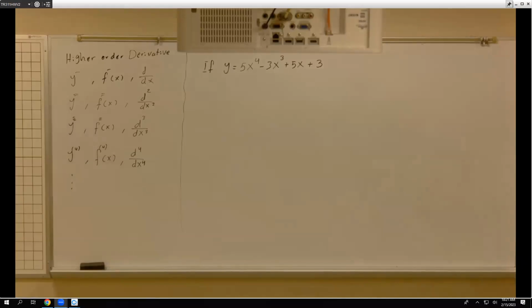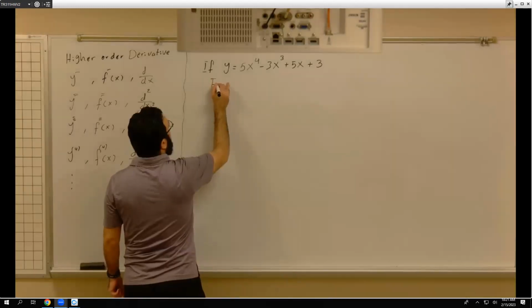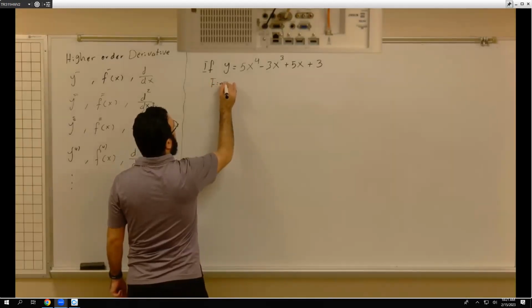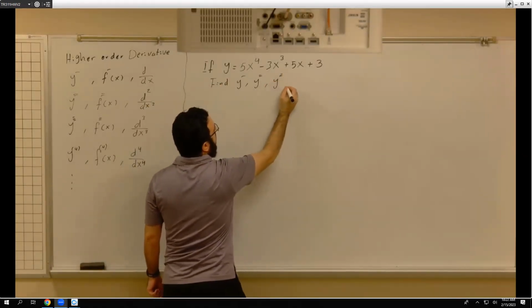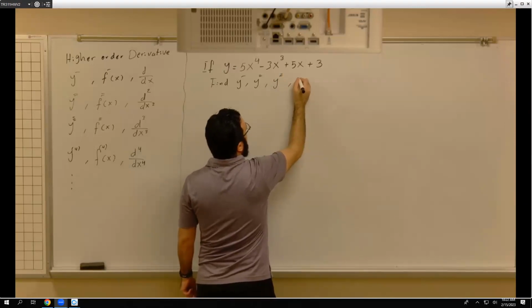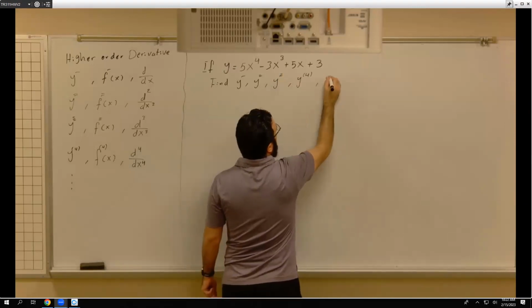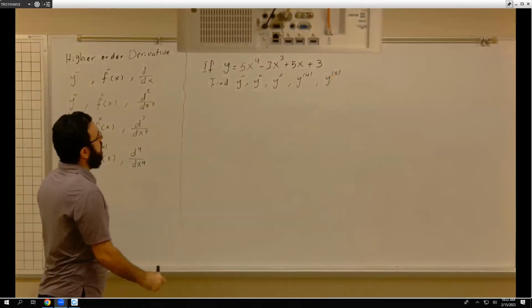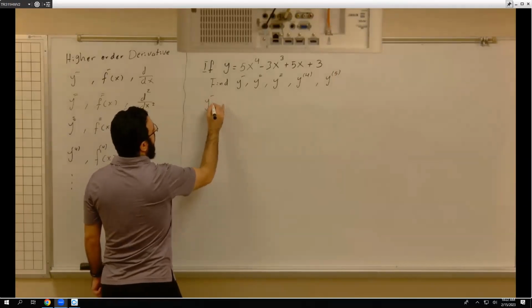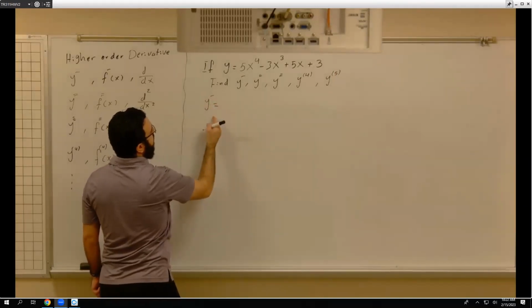Now, if you look at this example, let's find the fifth derivative. So find y prime, y double prime, y triple prime, y to the fourth derivative, and y to the fifth, which is going to be exactly the same rule. So we're going to start with the first one. Y prime is going to be, let's find the derivative here.